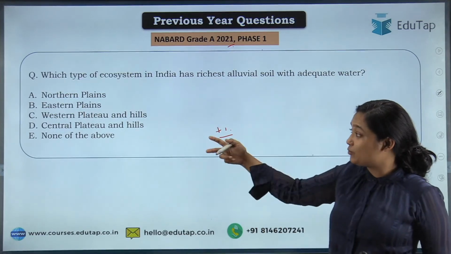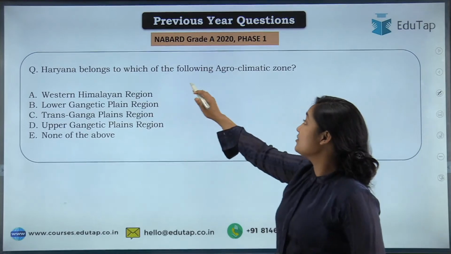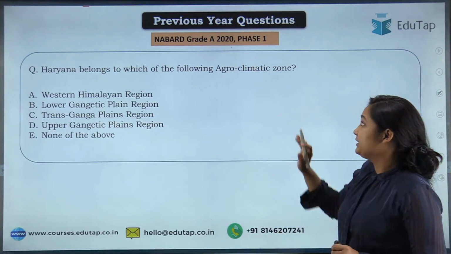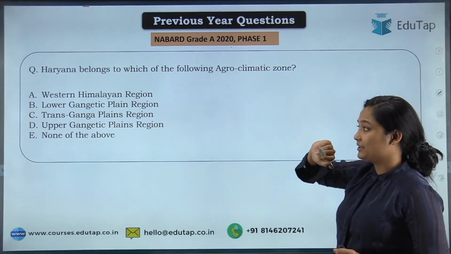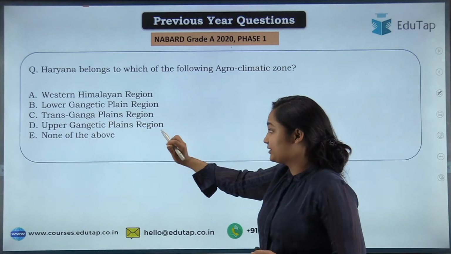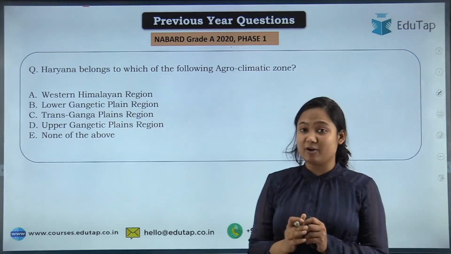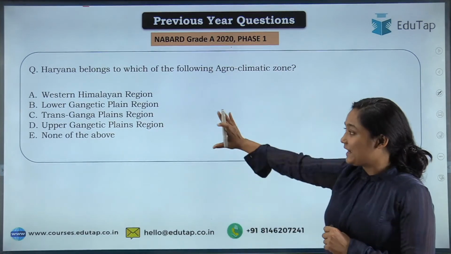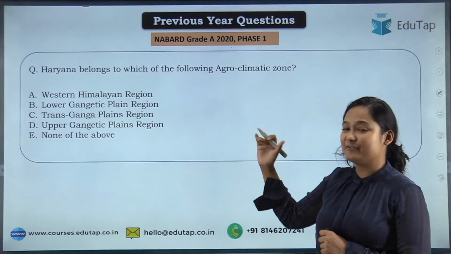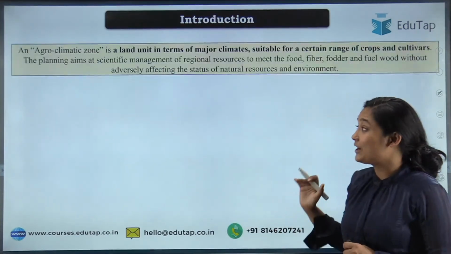The second question that appeared from this topic was, Haryana belongs to which of the following agroclimatic zones? This question appeared in the 2020 NABARD Grade A exam in phase 1, and your options were Western Himalayan region, Lower Gangetic Plain region, Trans-Ganga Plain region, Upper Gangetic Plain, or none of the above. We will cover this PYQ, and you will have to answer it after we cover all the syllabus that we are covering today. So let's move to our class today.